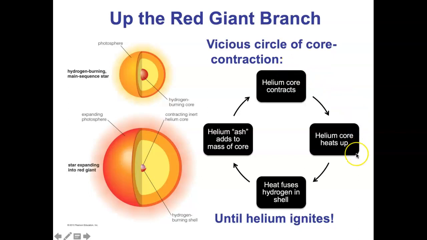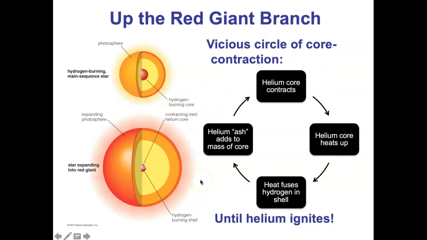If gravity is stronger, then the helium core is going to contract down even more. And that's going to heat up the core even more. And that extra heat is going to drive even more hydrogen burning in that little layer on top of it, which is going to create more helium ash. And that helium ash is going to add weight to the core, which causes it to contract even more, heat up even more, drive more hydrogen burning in the hydrogen burning layer, which creates more ash, and so on and so on and so on.